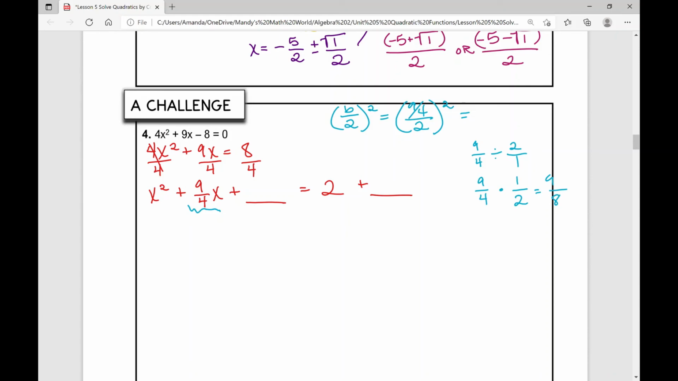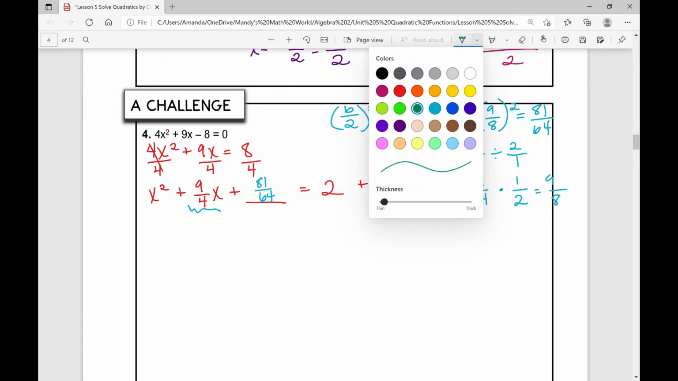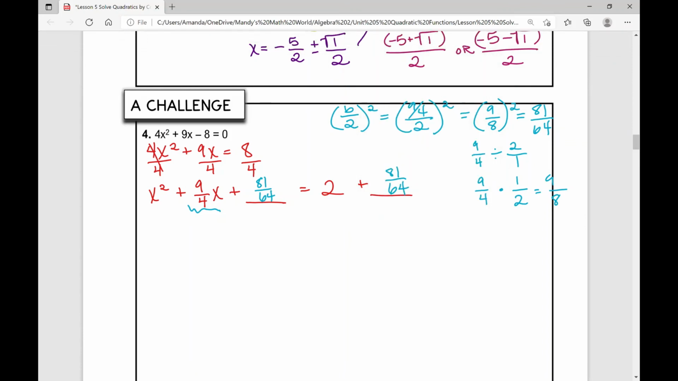So what am I going to be doing? I'm going to be squaring 9 over 8, which is what? That's the same thing as 9 squared, which is 81, over 8 squared, which is 64, and that is what I'm adding to both sides. It seems scary, but we're just going to follow all the rules that I have just laid out for you. Okay, we're just going to follow those rules.